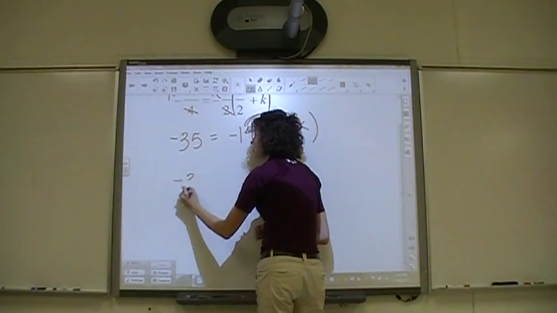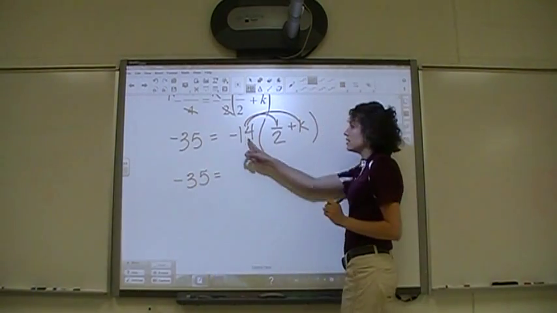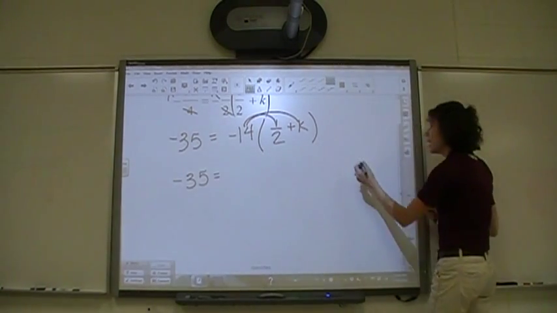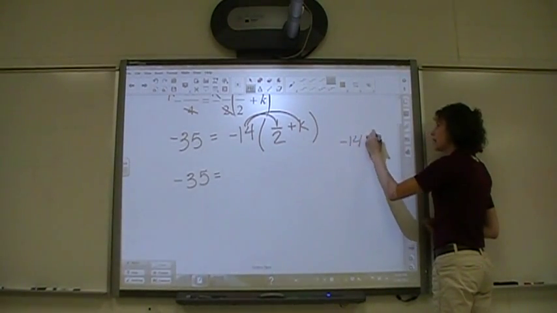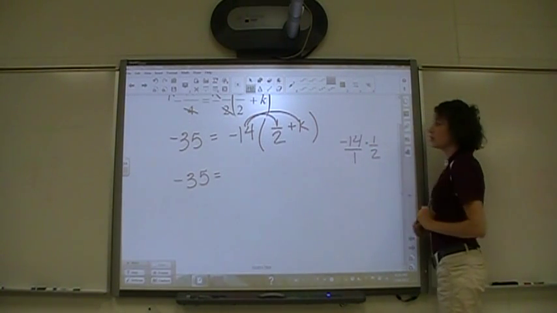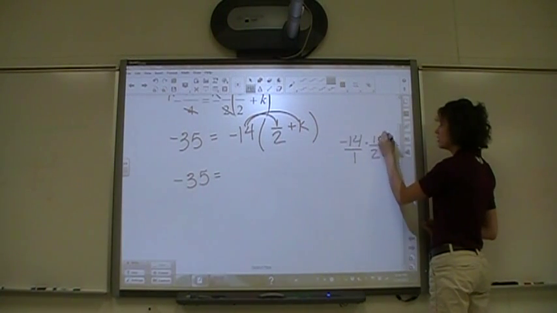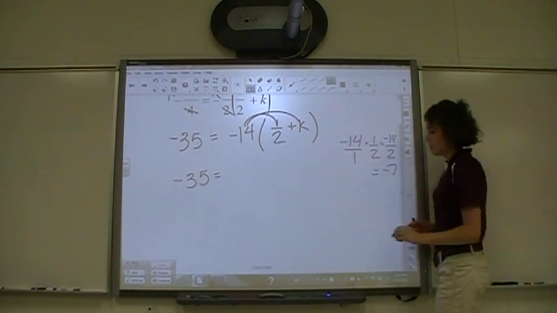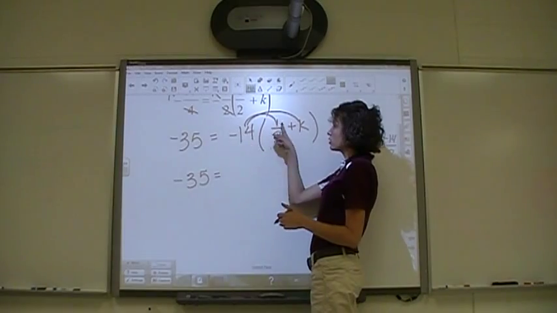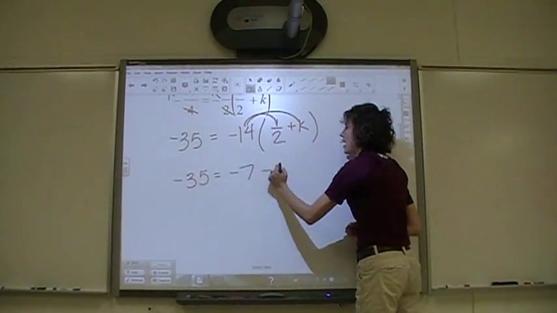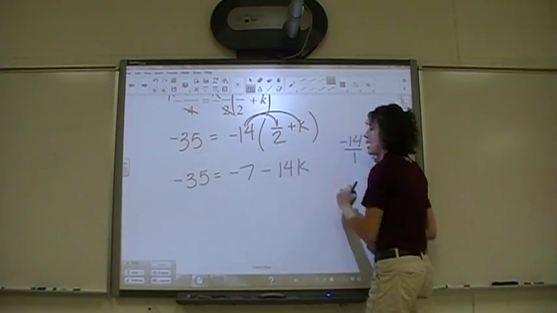So you have negative 35 equals negative 14 times 1/2. Now remember, if you want to, off to the side, you have negative 14 times 1/2. It's a lot easier if you make 14 into a fraction. So you have negative 14 over 1 times 1/2. Now you get negative 14 over 2, which reduces to negative 7. So really, negative 14 times 1/2 is just negative 7. Negative 14 times k gives me a negative 14k.